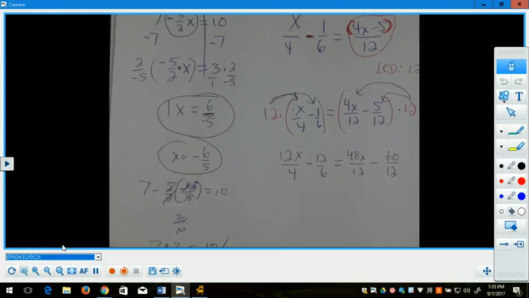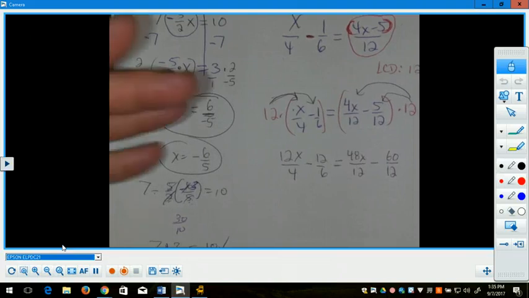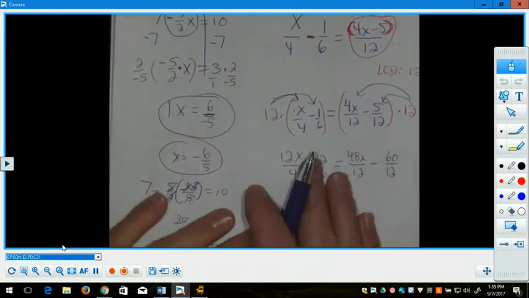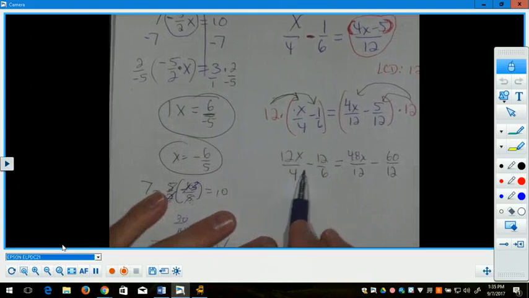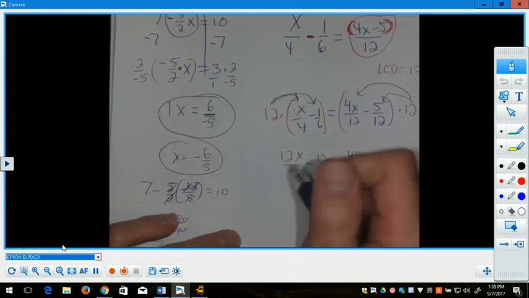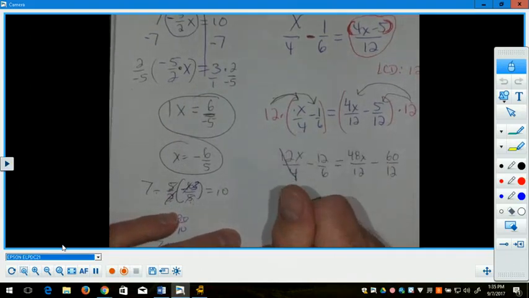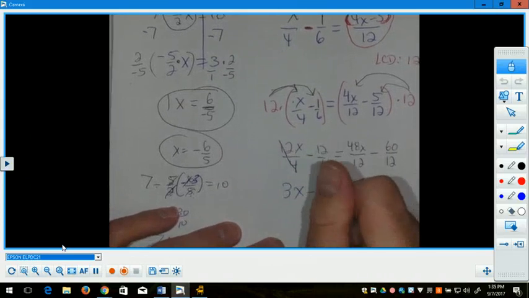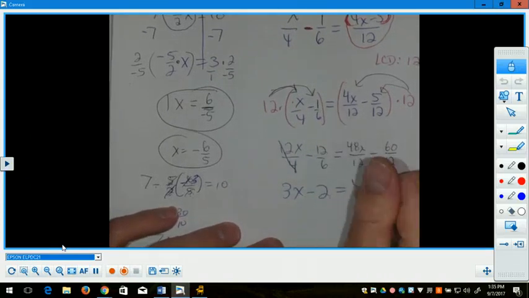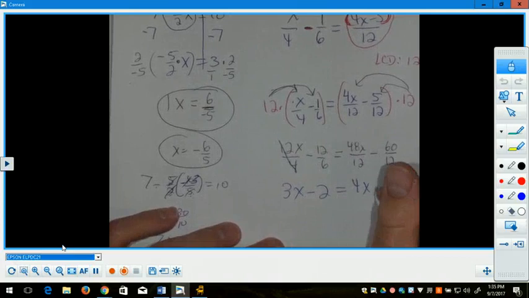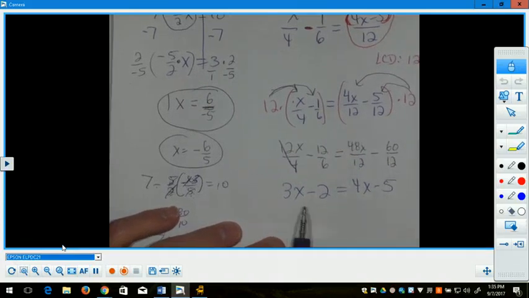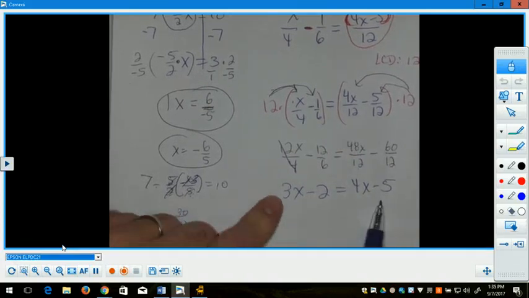So in class, I tried to do the steps together, but a lot of you struggled a little bit with reducing versus multiplying, so I'm hoping this will help clarify for those of you who were a little confused as you left. 4 goes into 12 3 times, so this becomes 3x. 6 goes into 12 twice. 12 goes into 48 4 times, and 12 goes into 60 5 times. So this is the resulting equation.